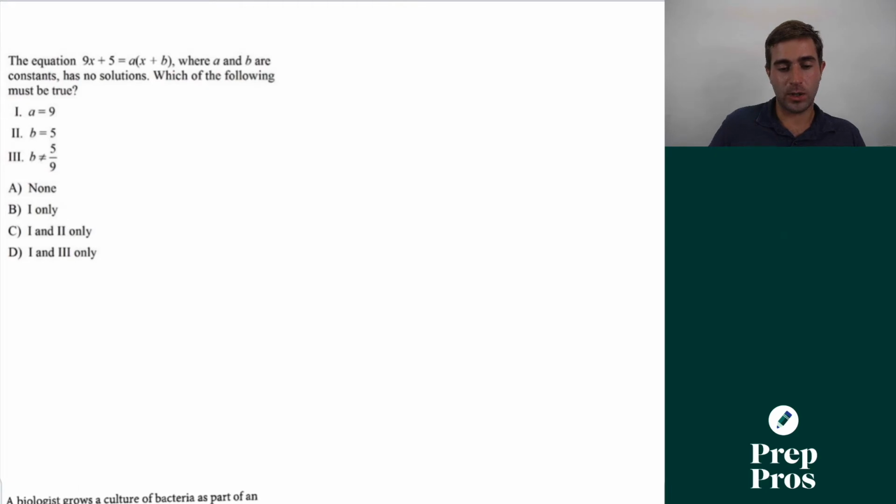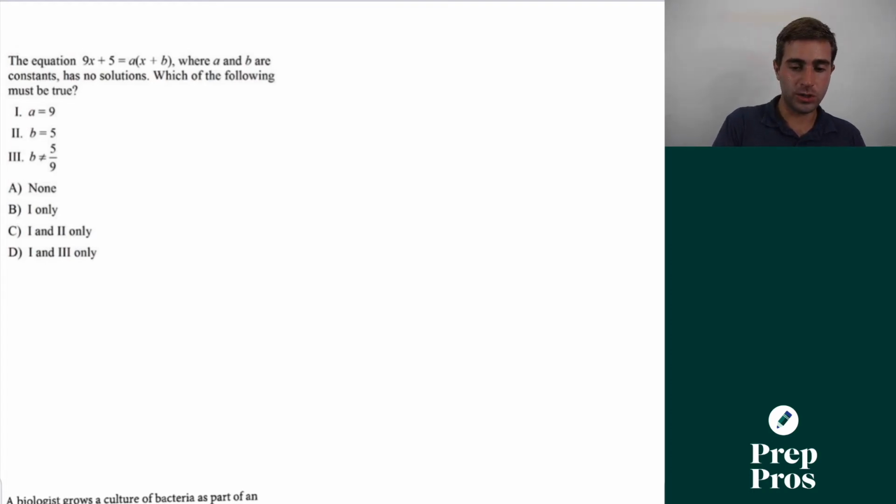Now we'll get to the next one here. The equation 9x plus 5 equals a times (x plus b), where a and b are constants, has no solutions. Which of the following must be true? Now, as always, everything on the SAT is coming back to basic principles, presenting them in a little bit of a novel way.